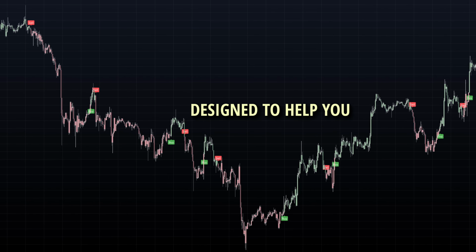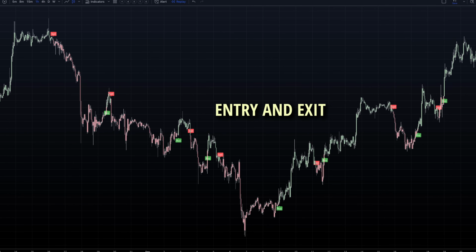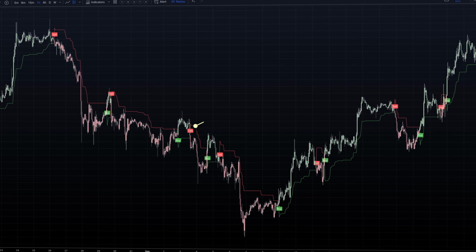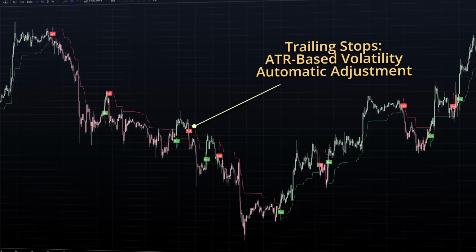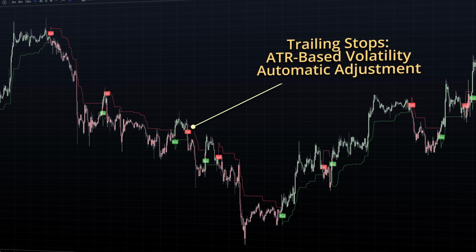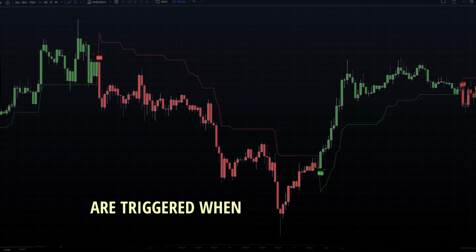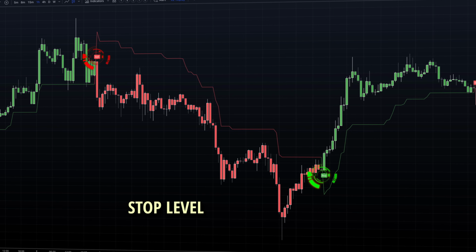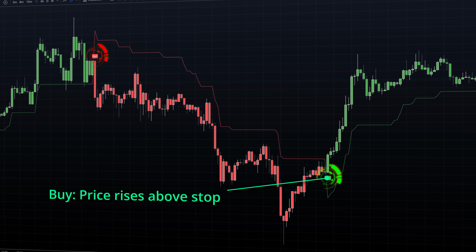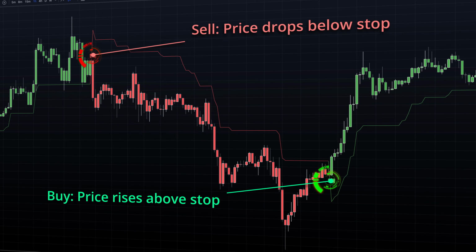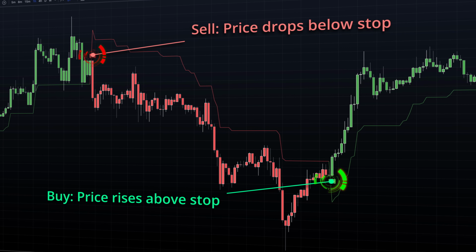This indicator is designed to help you pinpoint precise market entry and exit points. By using the average true range, it calculates trailing stops that adjust automatically based on market volatility. Signals are triggered when the price crosses the trailing stop level. Buy signals appear when the price rises above the stop, and sell signals occur when it falls below.